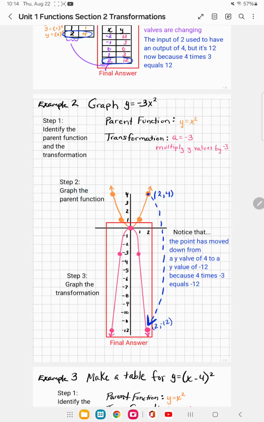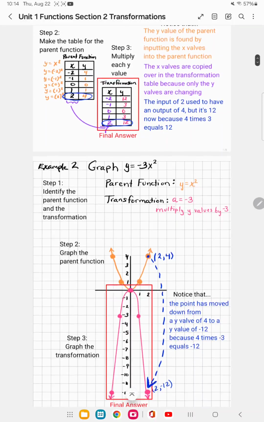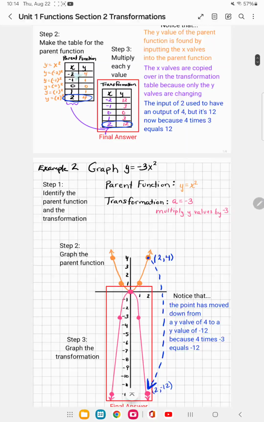So with step 2, because we're graphing, we're going to graph the parent function. The parent function is the same, y equals x squared. So we're actually going to be graphing this parent function table onto our plane here. So negative 2 gives me 4. Negative 1, 1. 0, 0, 1, 1, and then 2, 4. So each one of these points is coming from the parent function.